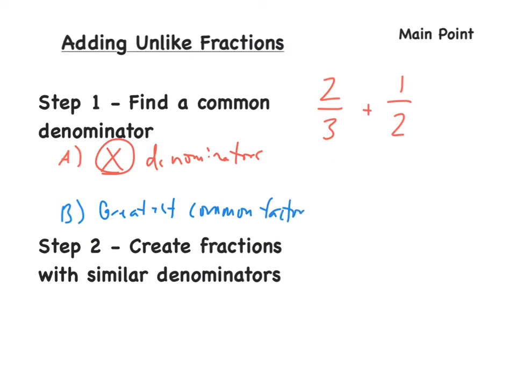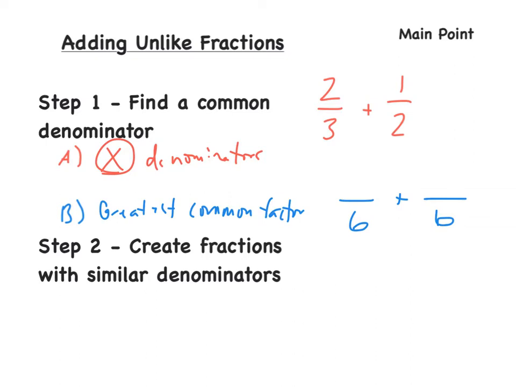So, let's look at the first example. We have 2/3 and we have 1/2. So, we have to find a common denominator. Let's look at the first way to do it. You can multiply the denominators. If we multiply 3 and 2, we have a common denominator of 6. So, that is step 1. Find the common denominator. So our common denominator is 6.